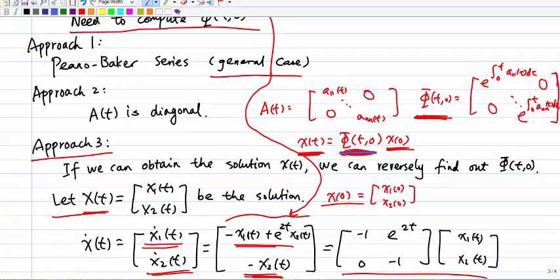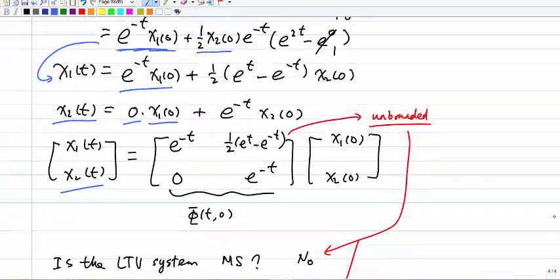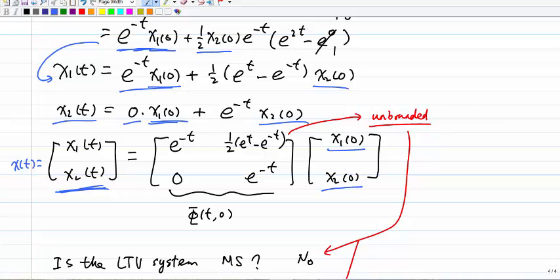We want to write this form: xt equal to something times x0, right? So xt, which is x1t, x2t, is equal to something times x10, x20. So you read off the coefficients. The coefficient for x10 here is e to the minus t. For the second one it's 1/2 (et minus e minus t), and this is 0.